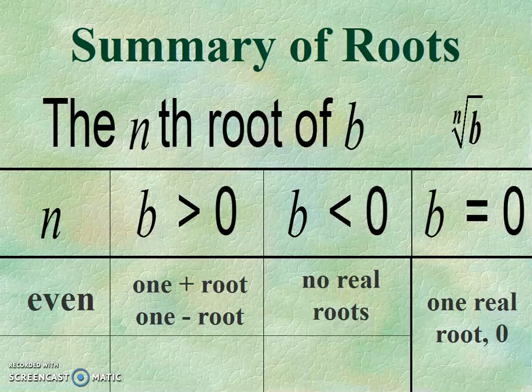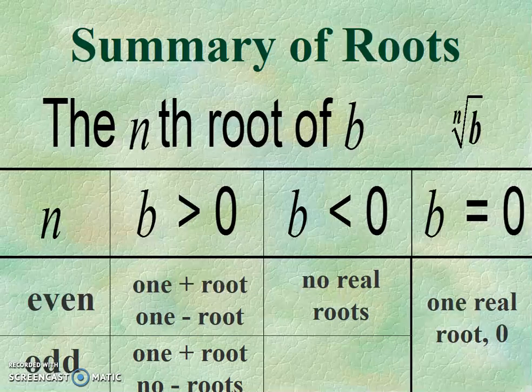Let's look at odd. So if the index was an odd number, so 3, 5, and b is greater than 0, so b is positive, there's one positive root and no negative roots. If b is negative, there's no positive roots and one negative root. If b is equal to 0, again, there's one root equal to 0.